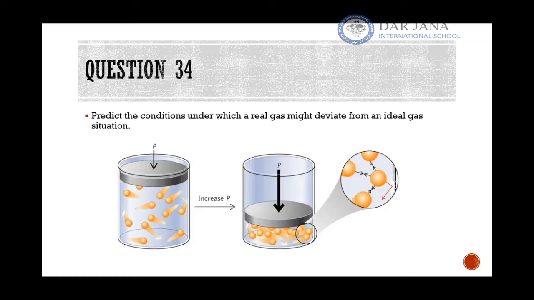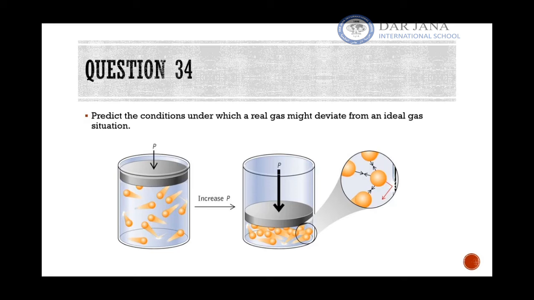Question number 35. List most common units for each variable in the ideal gas law. The ideal gas law equation is PV equals nRT, where R is the constant. P stands for pressure, and the common units for pressure are atmosphere, millimeters of mercury, torr, and kilopascals. Volume is liters or milliliters. Temperature is always measured in Kelvin, and the number of moles is measured in moles.